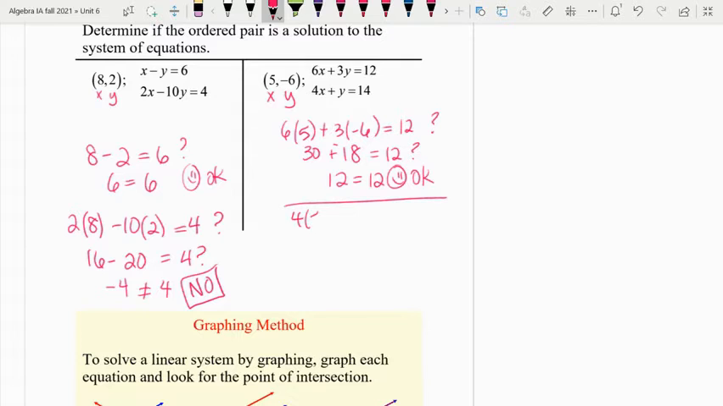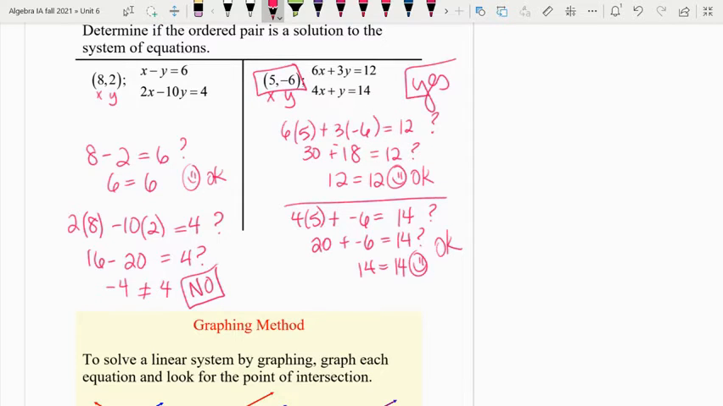So 4 times 5 plus negative 6, does that equal 14? So 20 plus negative 6, does that equal 14? 14 equals 14, that is good. So yes, this point works in both equations, so it is a solution to the system of equations.